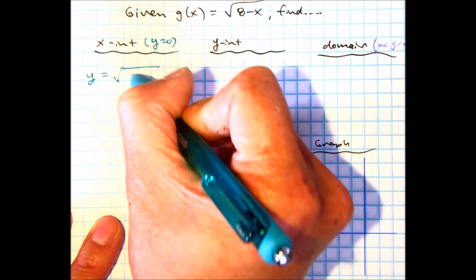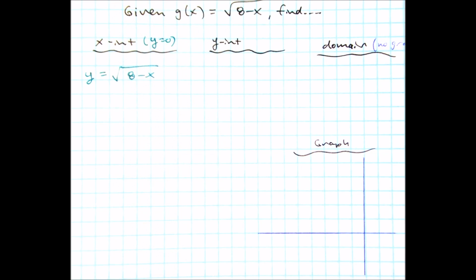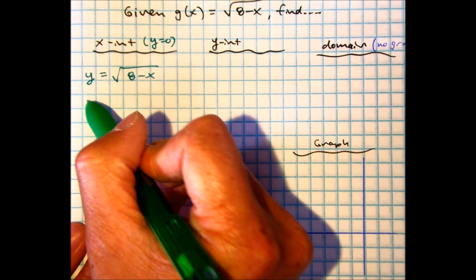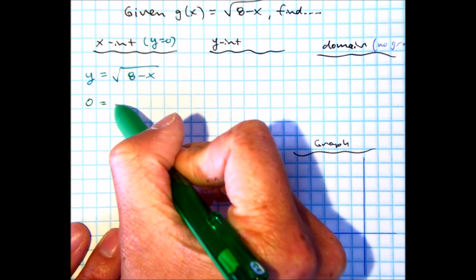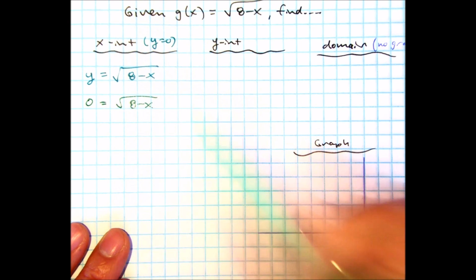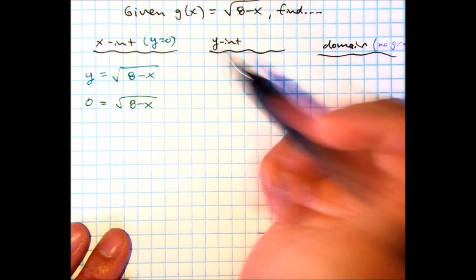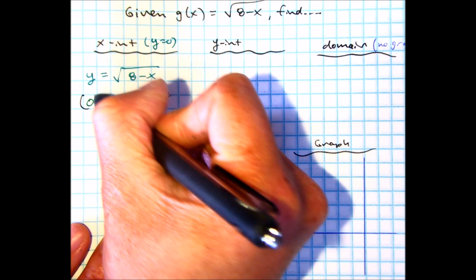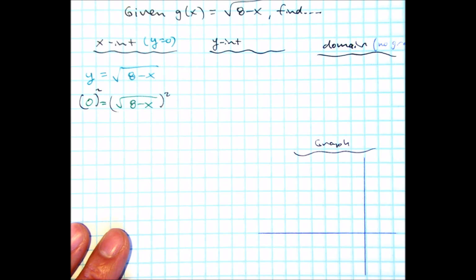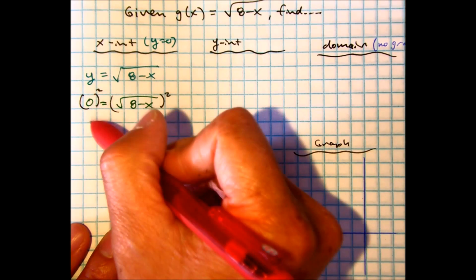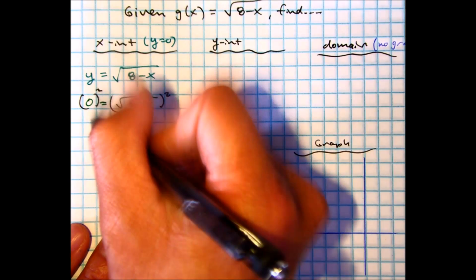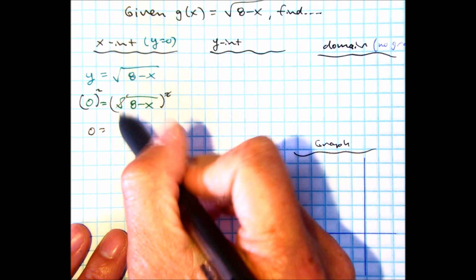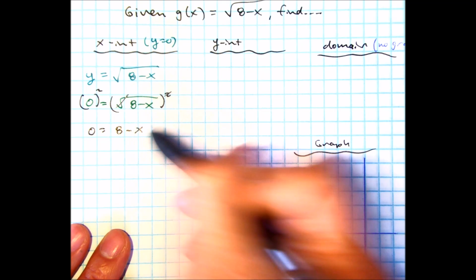Okay. Keep going. y equals 0, so 0 equals the square root of 8 minus x. Class, how do you get rid of a square root? You're squaring, or power of 2, on both sides. 0 times 0 is 0. Here the radical sign and the exponent cancel, and you're left with 8 minus x.